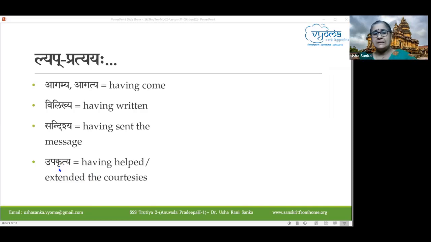So you see here, the r in kr is hrasva. So kritya, upakritya. So having extended courtesies, upakaram kritva is the meaning. Upakaram kritva, upakritya, like that.